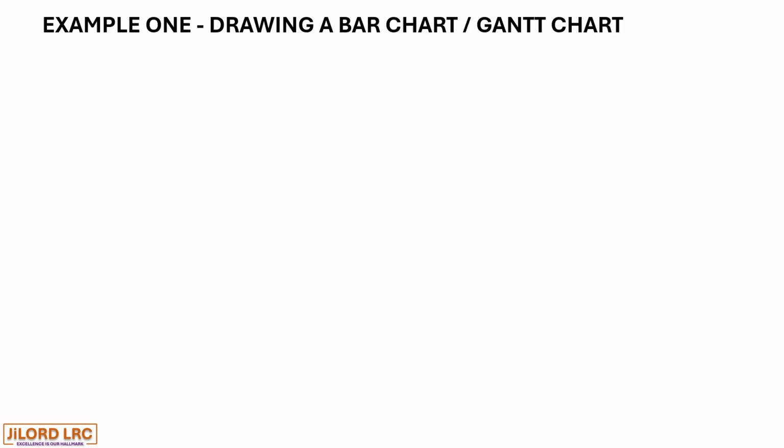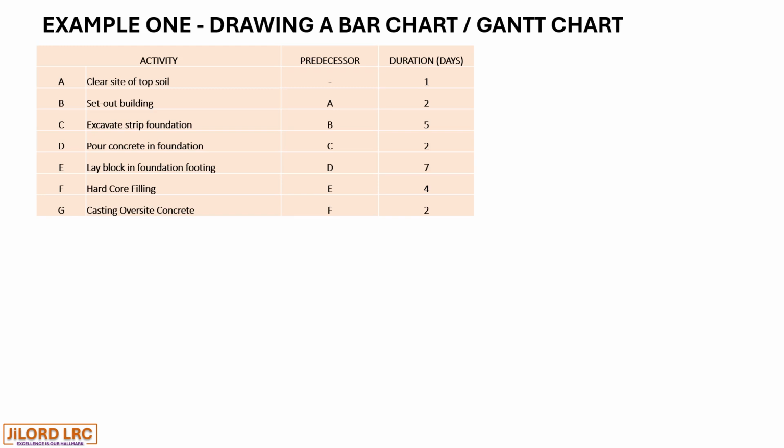Now, let's consider example 1 on drawing a bar chart or a Gantt chart. We are presented with a table which contains information on the construction of a substructure for a building. We have activities, predecessor activities, and duration as part of the information for the construction of the substructure.